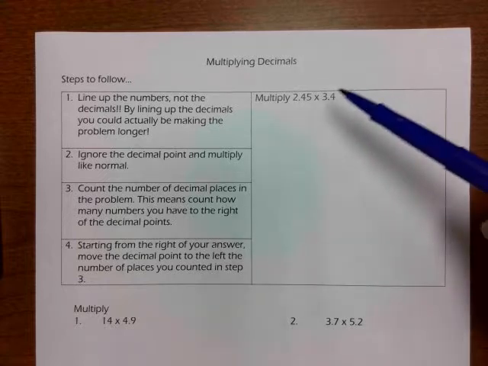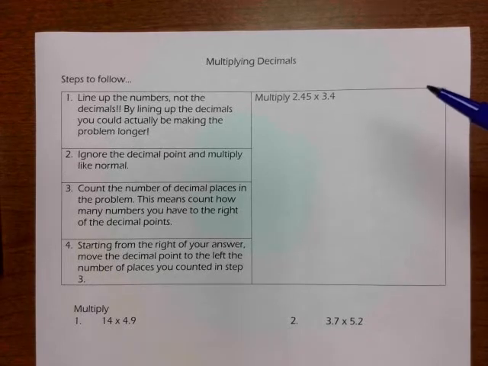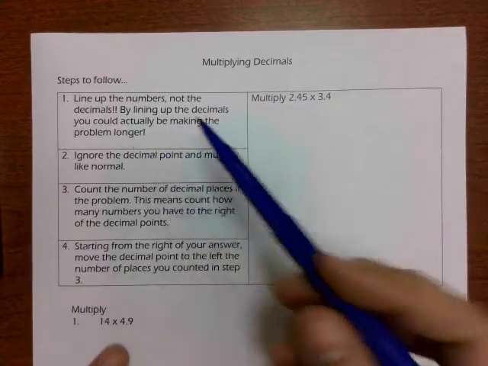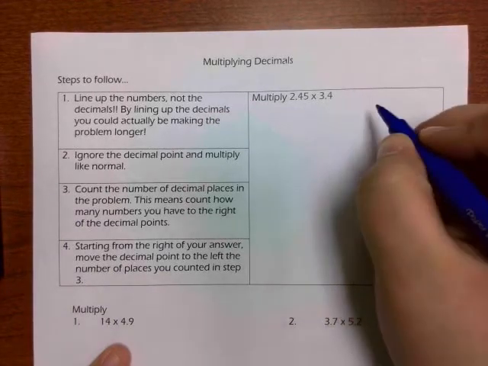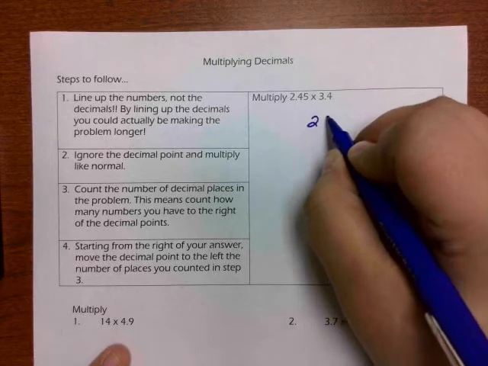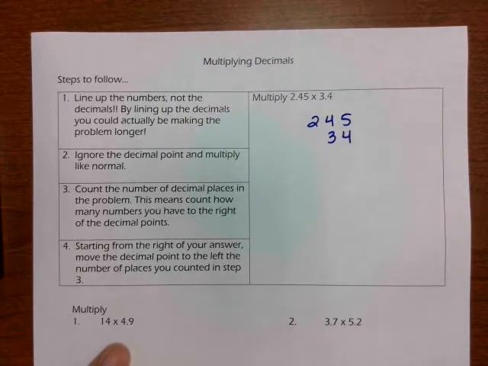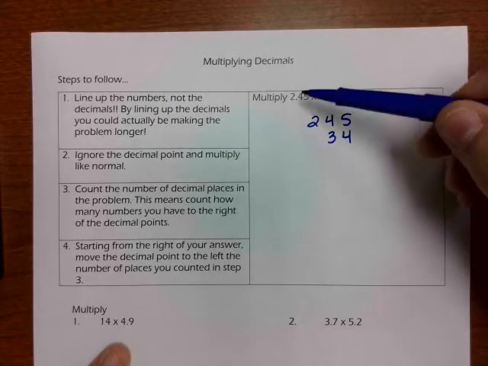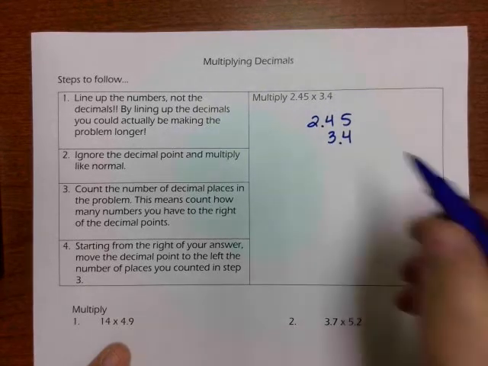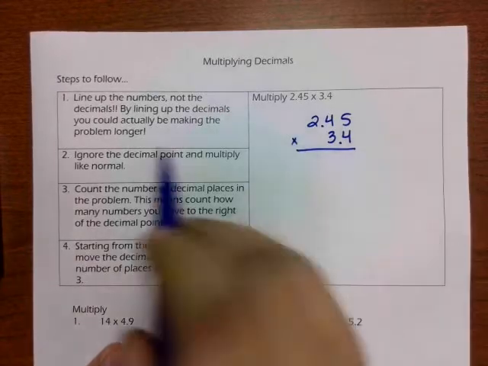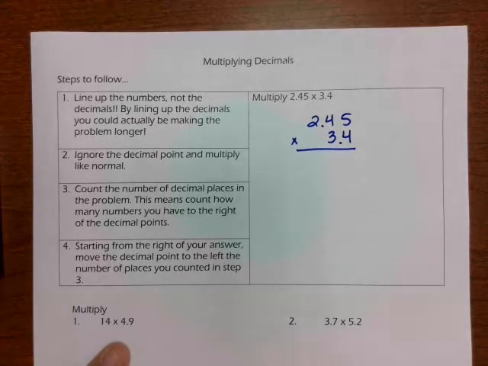So we have this example here, 2.45 times 3.4. So we're going to multiply these. Step number 1 says to line up the numbers, not the decimal. So I'm going to write the numbers, and I'm going to pretend the decimals aren't even there for a second. So we have 2, 4, 5, 3, and 4. Now I can go in and place those decimals. So my decimal here was between the 2 and the 4. Decimal is here. Alright, now that's step number 1, line up the numbers, not the decimal points. Notice how they're not on top of each other, and that's okay.